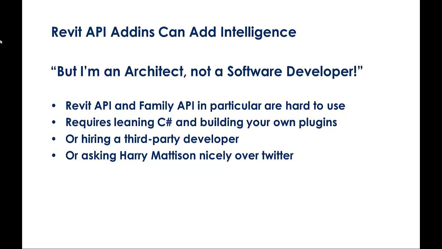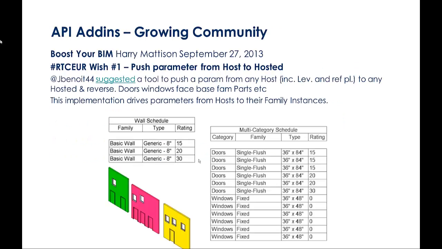But many of you are architects or structural engineers or in other ways not a software developer. Revit API can be hard to use. It requires learning C#. You can hire third-party developers, and another very good application that I've seen lately is tweeting about it to Harry Madison. And all of these are very effective ways, but they are not very scalable. If you don't have in-house development staff, it's hard to do this. If you do have in-house development staff, chances are that they're probably pretty overworked.